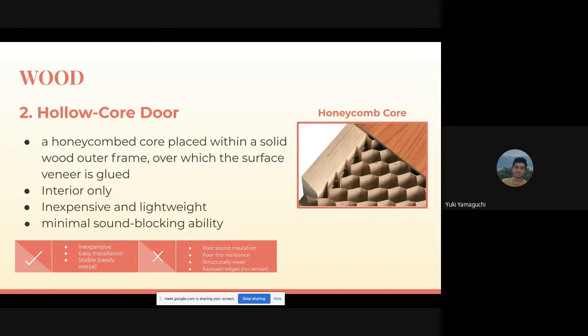So for the upsides, it's inexpensive, easy to install because of its weight, and it's stable, it rarely warps. And for the downsides, it has poor insulation, poor fire resistance, it's structurally weak, and the edges are prone to damage because there's no veneer covering at the sides. So the picture on the right is how the honeycomb core looks like.